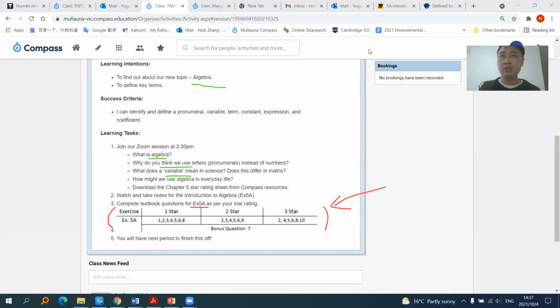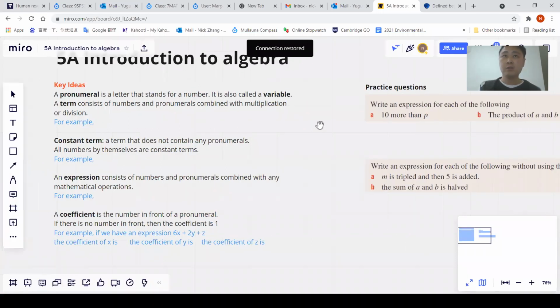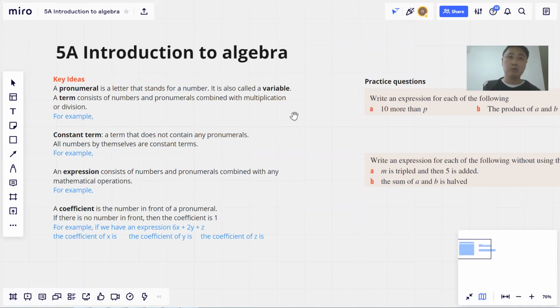Okay, so let me get started. This topic is about introduction to algebra. So we have some key ideas. Do not worry too much about it.